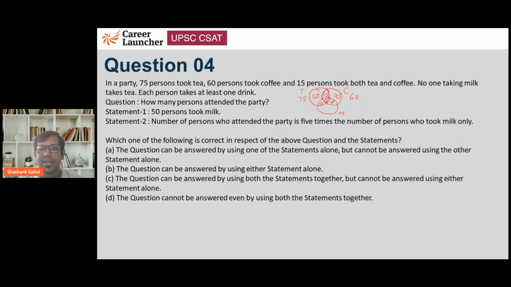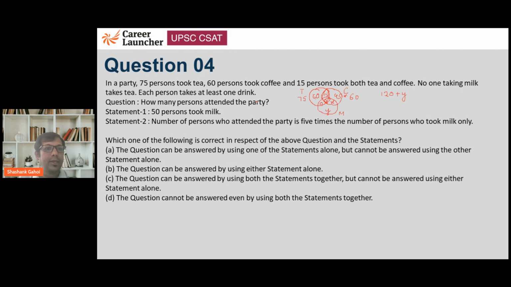Now let's say this is X and this is Y. Okay. So what is the total number of people we are talking about? That is 60. Sorry, it is not going to be 45. It is going to be 45 minus X. So 60 plus 15 is going to be 75. 75 plus 45 is 120. So total number of people are 120 plus Y. This is what is given to us.